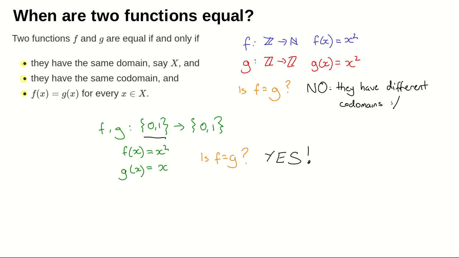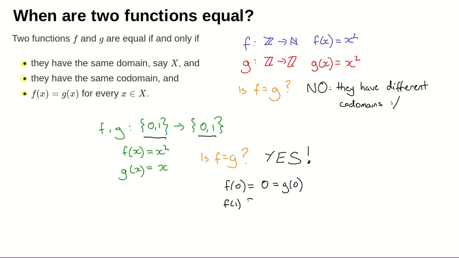Okay, next part of the definition of equality, they've got to have the same codomain. And they do. Both of these functions have codomain 0, 1. And the last part of the definition of equality is that f and g have to have the same output for every input in their common domain. But the domain only consists of 0 and 1. And if you just check each of the elements in this domain, f of 0, that's 0, and that's also equal to g of 0.